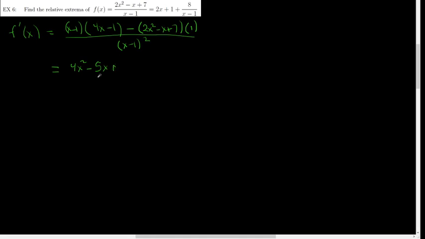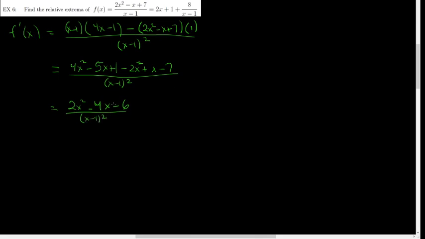So that's positive 1. All right, and then let's just distribute the negative. Minus 2x squared plus x minus 7 all over the denominator squared. All right, and combining like terms, we get 2x squared minus 4x. Sorry, that's minus 4x. And then 1 minus 7 is negative 6 over the denominator squared again.